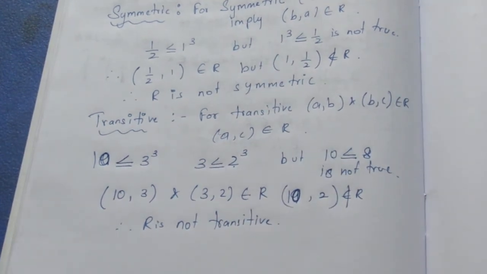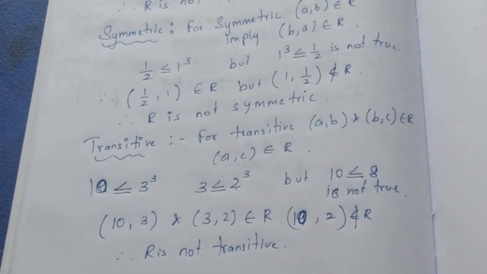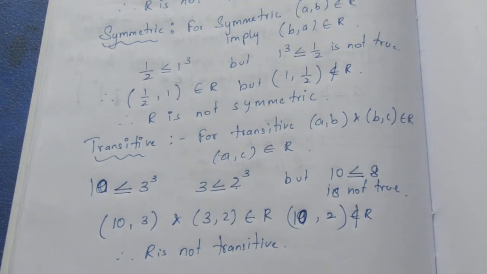So according to the given relation, all the three properties do not hold. So that's all with the sum.